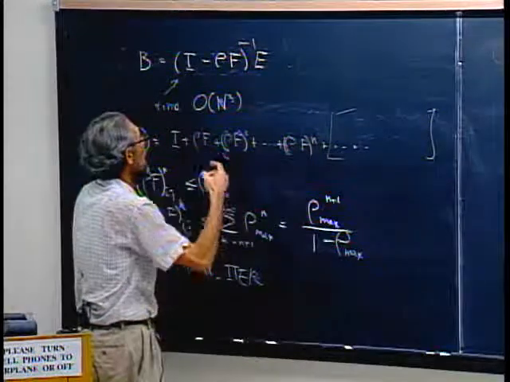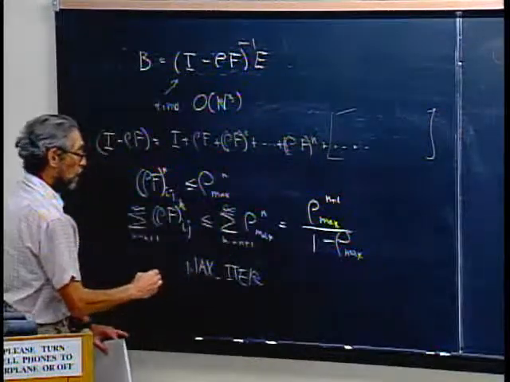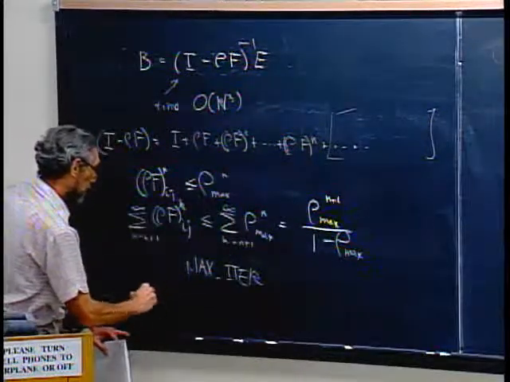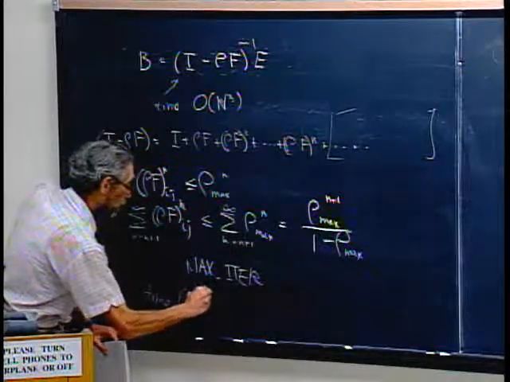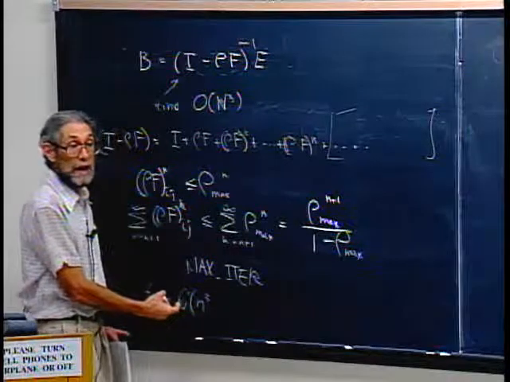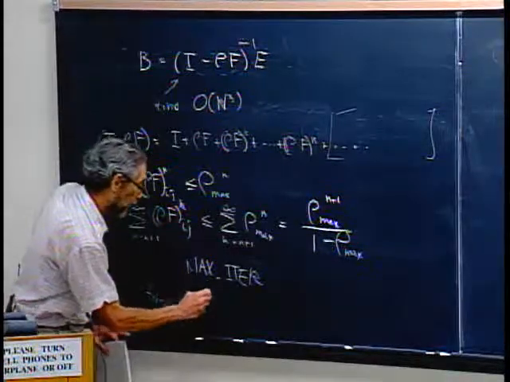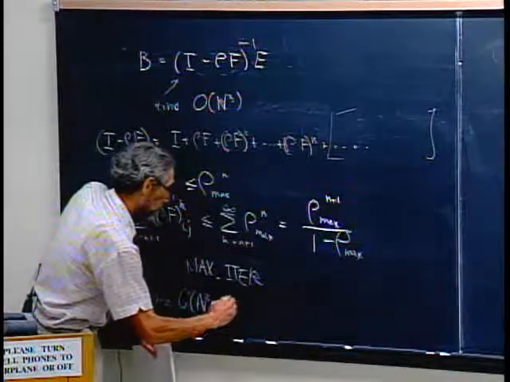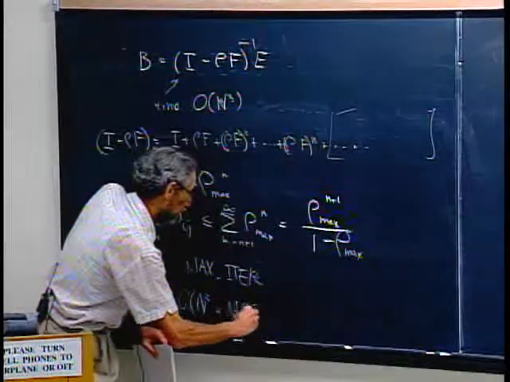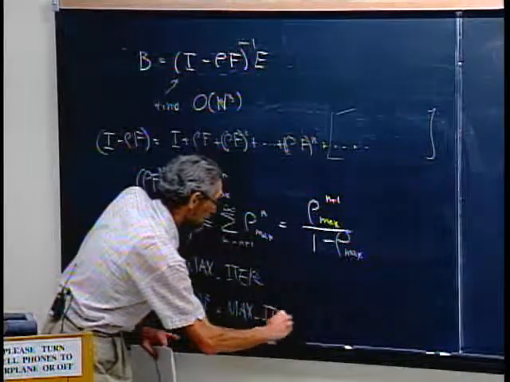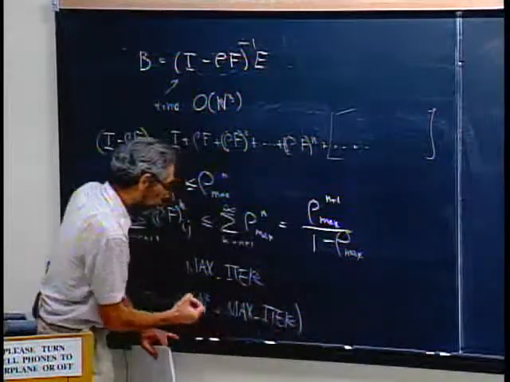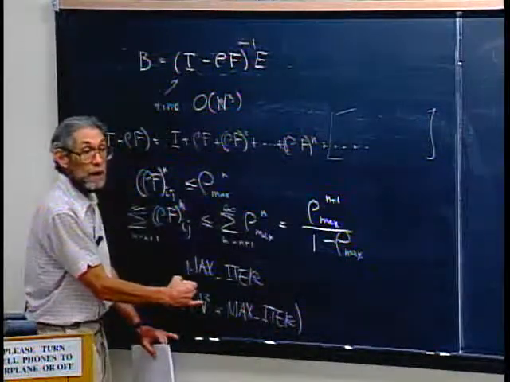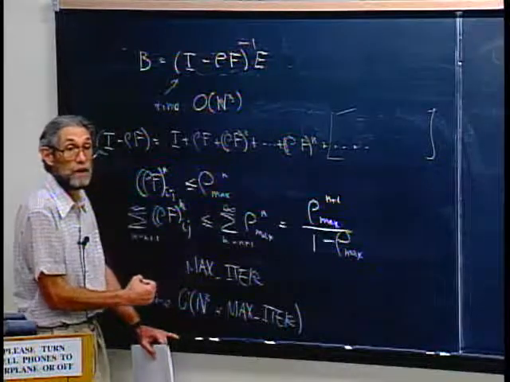So instead of O of capital N cubed, the iterative method takes time O of capital N squared, because each iteration had, this should have been, capital N squared times max iter. Okay, so this could be a relatively small number compared to capital N, and so this iterative method will be faster.